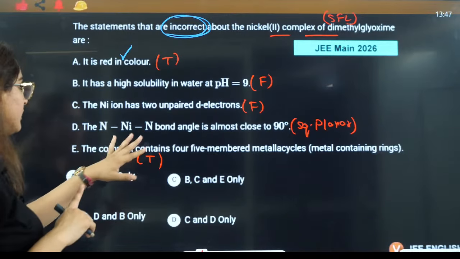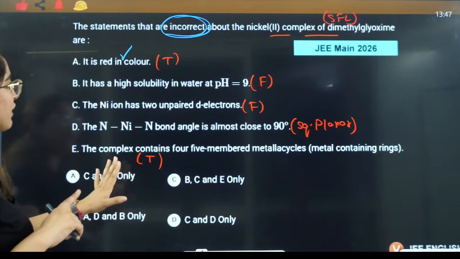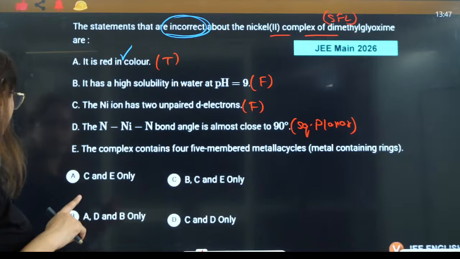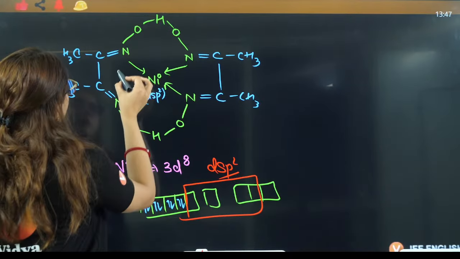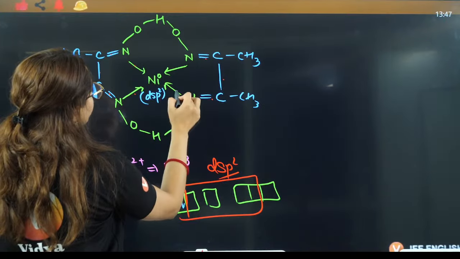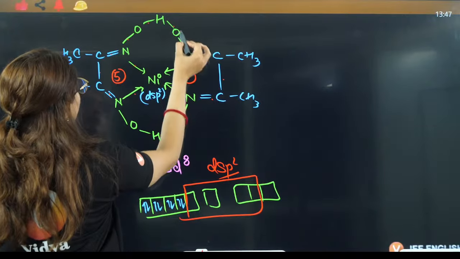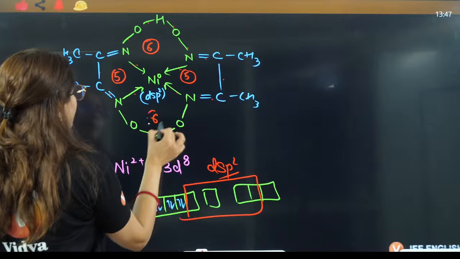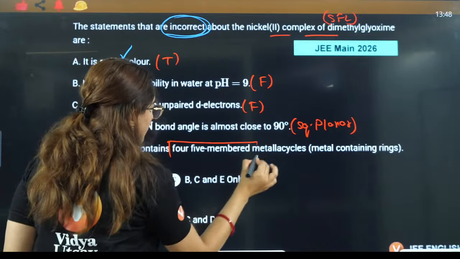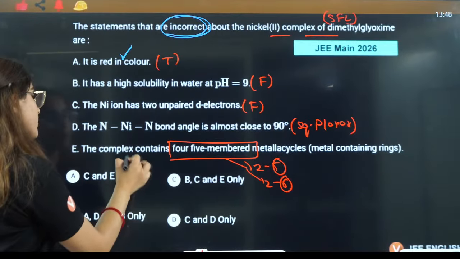Then the N-Ni-N bond angle is approximately 90 degrees because it is square planar. The complex will have five membered metal-containing rings. Wait a minute, let me see. Five membered, is it? 1, 2, 3, 4, 5. Okay, 1, 2, 3, 4, 5. Two five membered rings we have, and this is 1, 2, 3, 4, 5, 6, two six membered rings. I think in a hurry I just drew the complex wrong. Achha, four they are saying. This is actually two five membered and two six membered rings. So this also becomes false.